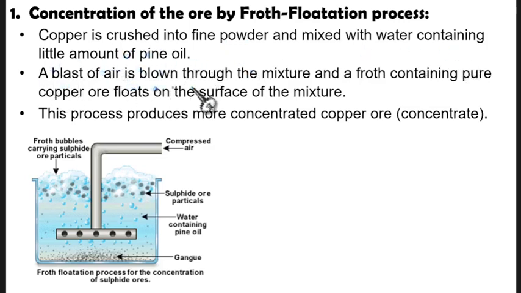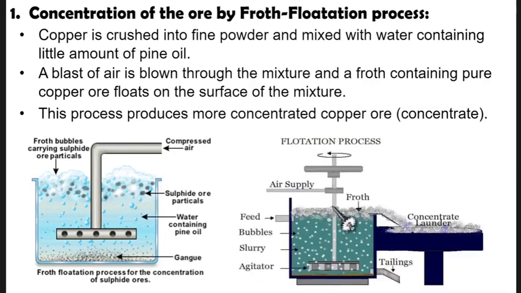Then a blast of air is blown through the mixture, and a frothy containing pure copper ore floats on the surface of the mixture. So this one is floating on the surface of the mixture. So this process produces more concentrated copper ore called concentrate. So this now is removed as shown in the next diagram here. After this forms, which is copper concentrate, it is collected somewhere here, and then it is ready for the next process. So this one is called copper concentrate, and it contains more copper than the initial one.